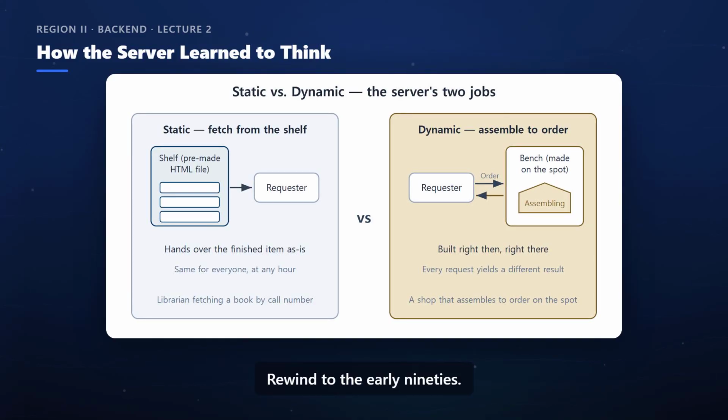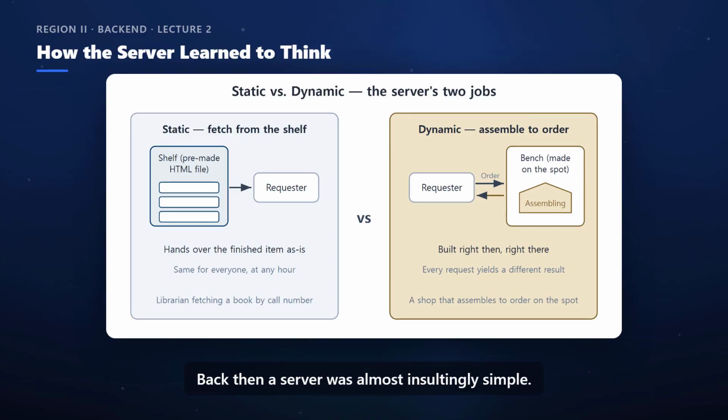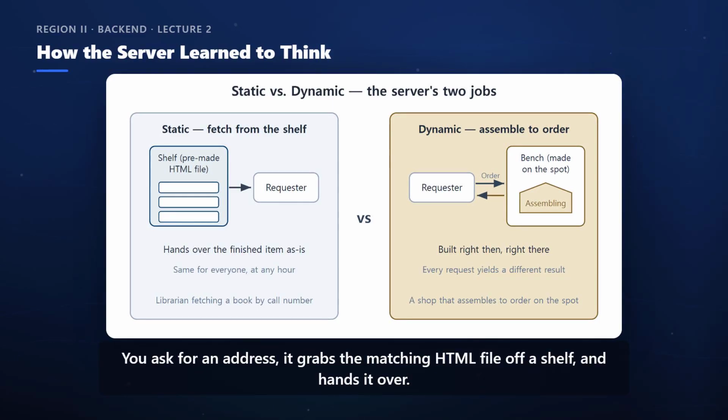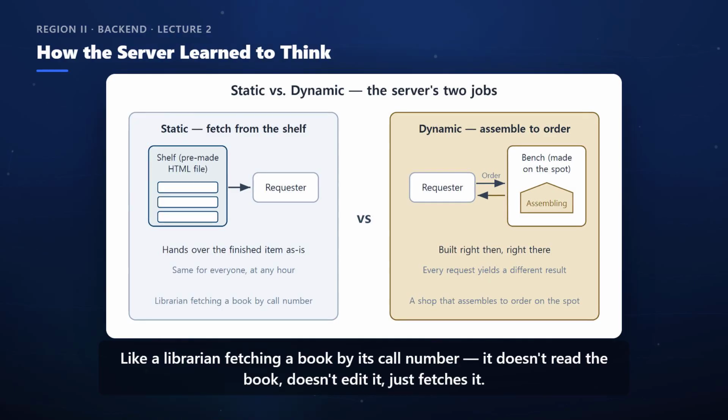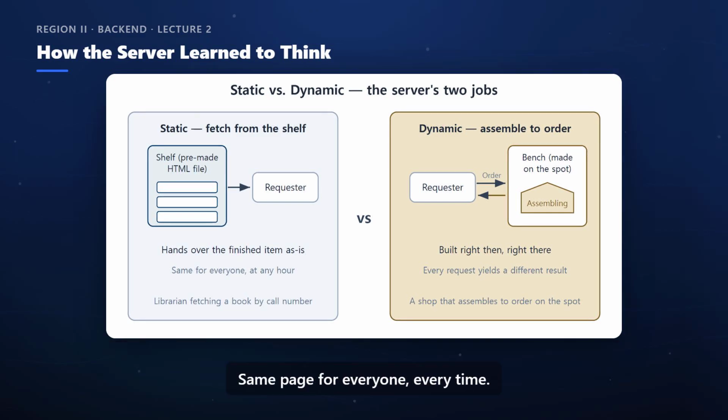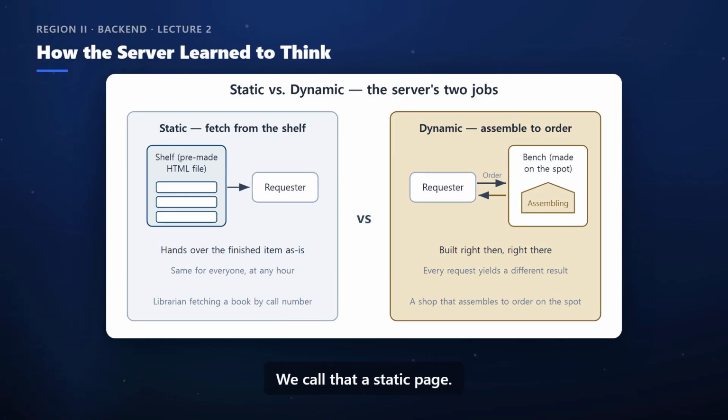Rewind to the early 90s. Back then a server was almost insultingly simple. You ask for an address, it grabs the matching HTML file off a shelf and hands it over. Untouched. Like a librarian fetching a book by its call number, it doesn't read the book, doesn't edit it, just fetches it. Same page for everyone, every time. We call that a static page.